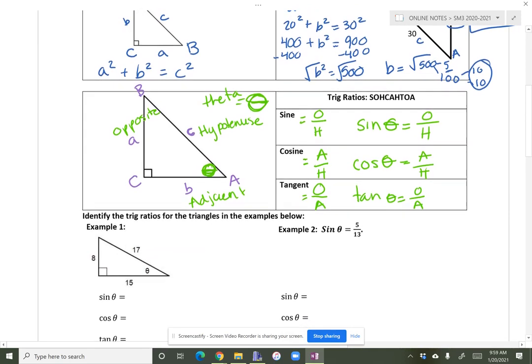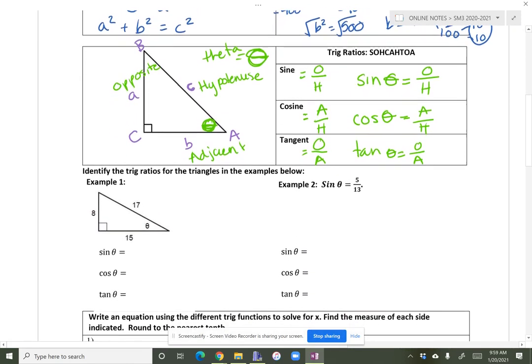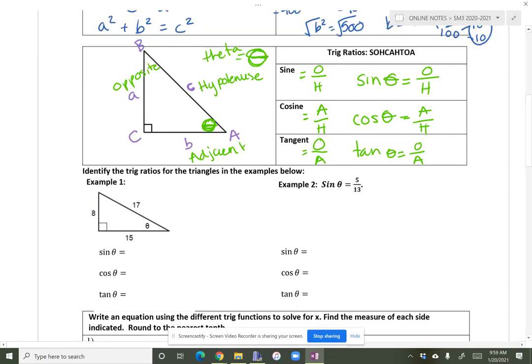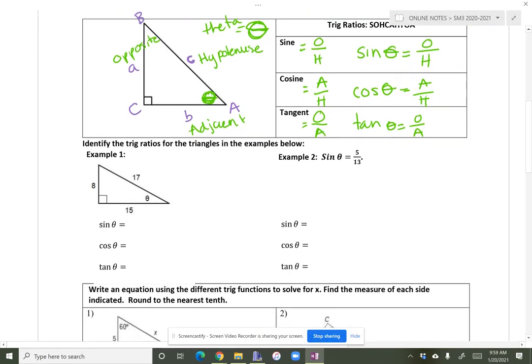And we are going to find the trig ratios for the following triangles. The first thing I do when I get to an equation like this is identify where theta is. So there's the angle it's talking about. Then I'm going to label the sides. The one across from it is the opposite. The hypotenuse is always the long one. And adjacent is the one next to it. A lot of people have a hard time with adjacent and hypotenuse, so be careful.